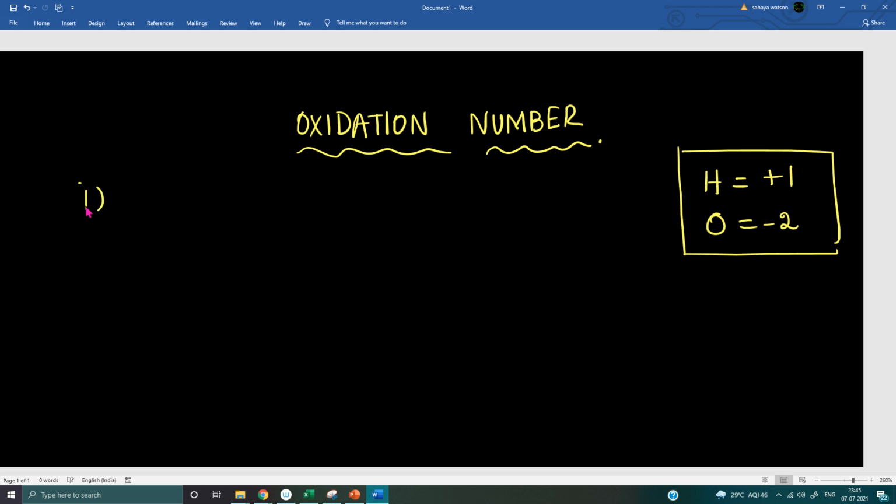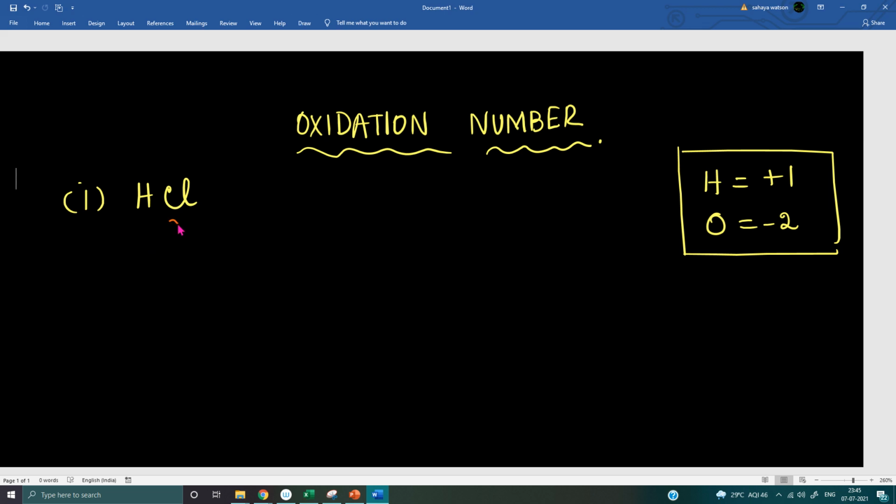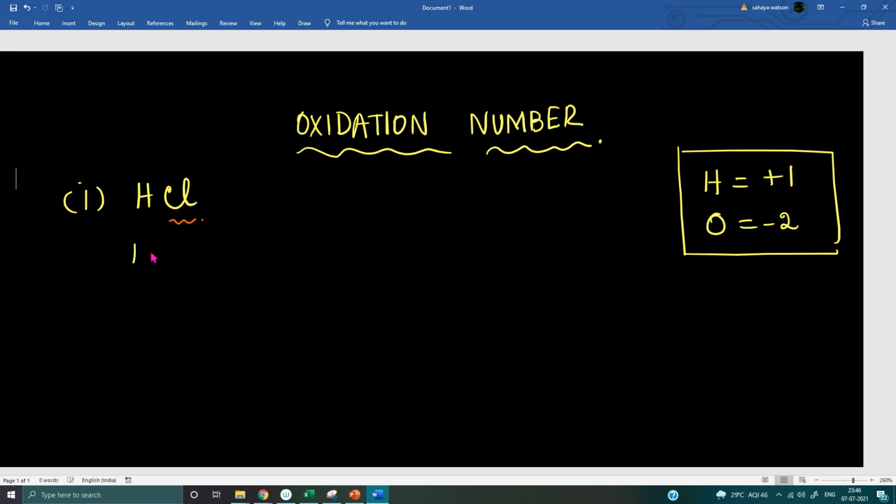Let me take a compound, HCl. Here I am going to find out the oxidation number for Cl. So how to find, let me tell you. First you have to write the oxidation number of hydrogen. It is 1 into, how many hydrogen atoms here? It's only 1. So 1 into 1. This one denotes the oxidation number. This one denotes the number of atoms.